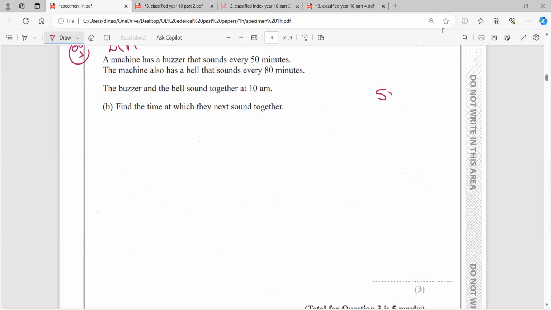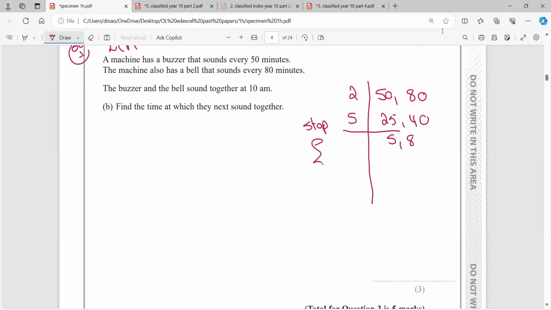So the first thing I will do is find the LCM of these two numbers. Divide by 2, 25 and 40. Divide by 5, 5 and 8. Now this is the HCF. If you remember, we said we start with the HCF and then continue to the LCM. As I tell you, if I stop at this stage and I want the HCF, then the HCF will be 10.